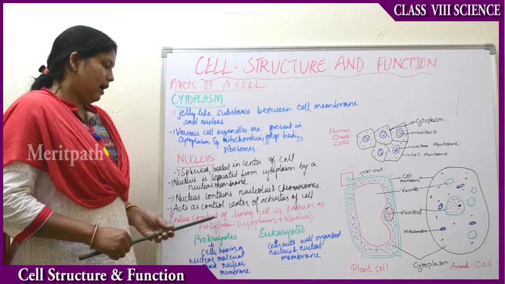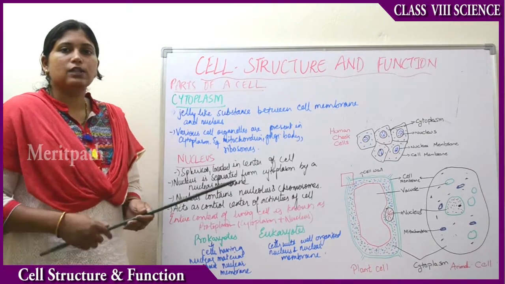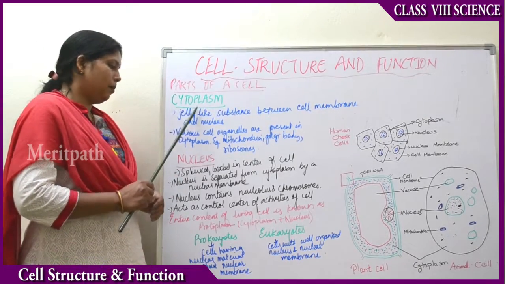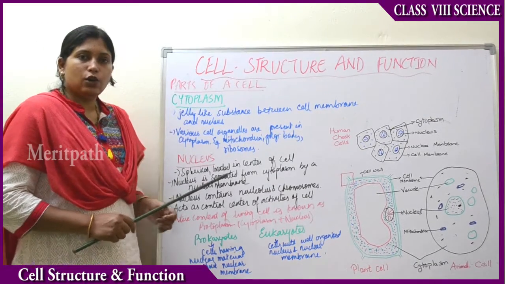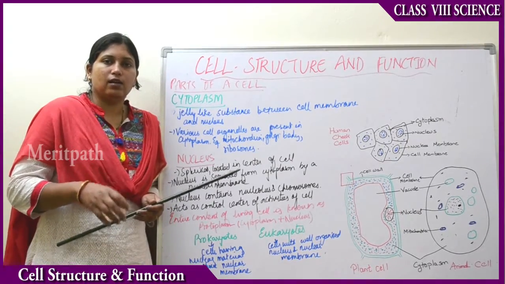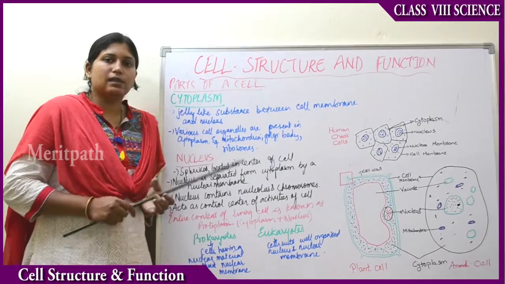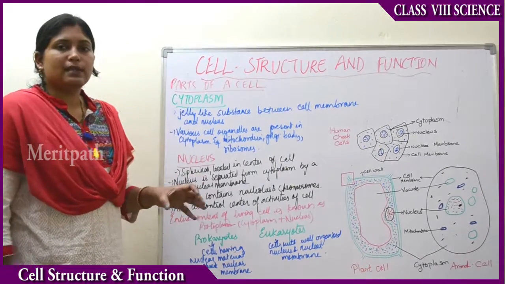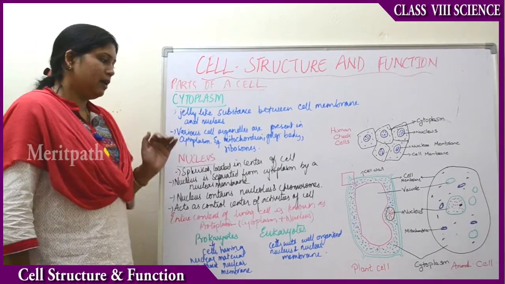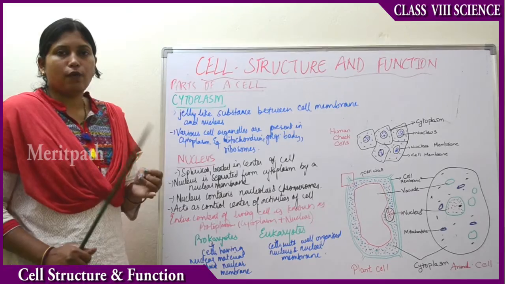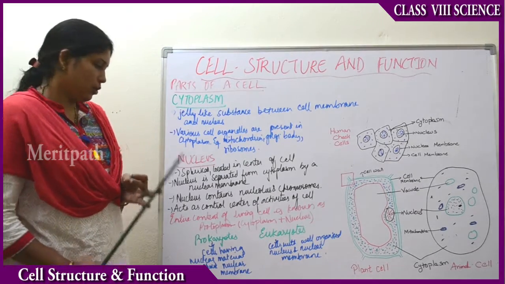The entire content of the living cell is known as protoplasm. Protoplasm means cytoplasm and nucleus together. This is the living content of any cell, be it an animal cell, human cell or a plant cell. So when we talk about protoplasm, it is the living part of the cell made up of cytoplasm and nucleus.